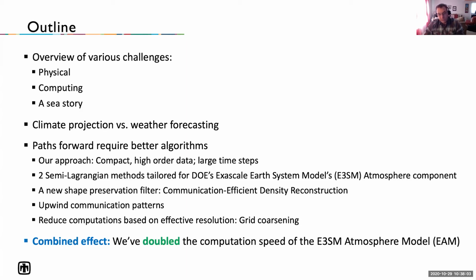We have a new approach to shape preservation that we call communication efficient density reconstruction that has a lot of very nice provable properties in the theorem proof context. We have a new upwind communication pattern, which sort of blurs the line between physics and computing. And then we have a new grid coarsening strategy that reduces the cost of a huge part of the model by half. So the combined effect of the semi-Lagrangian transport algorithms and this grid coarsening approach is that we've effectively doubled the speed of the atmosphere model at all resolutions and across all node counts, from the very small node counts where the GPUs are occupied and the workload is high, to the very high node counts which we require to get the throughput you need for a climate model.